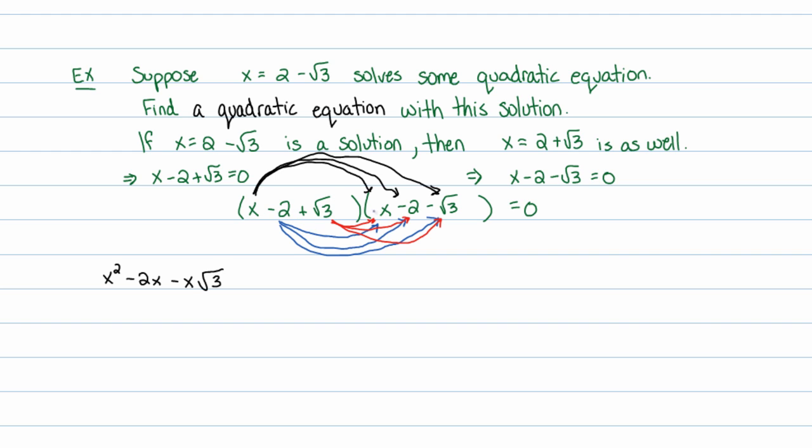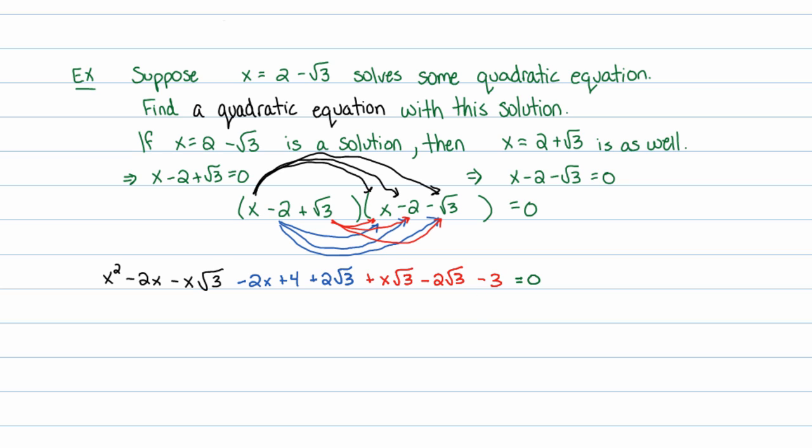Now a -2 times x will give me a -2x. A -2 times -2 is a positive 4, and a -2 times a negative root 3 is a positive 2 root 3. And finally, distributing the root 3, I'll get a positive x root 3, a negative 2 root 3, and finally a -3, right? Because root 3 times root 3 is just 3. And one was positive, one was negative. And that's all supposed to equal 0.